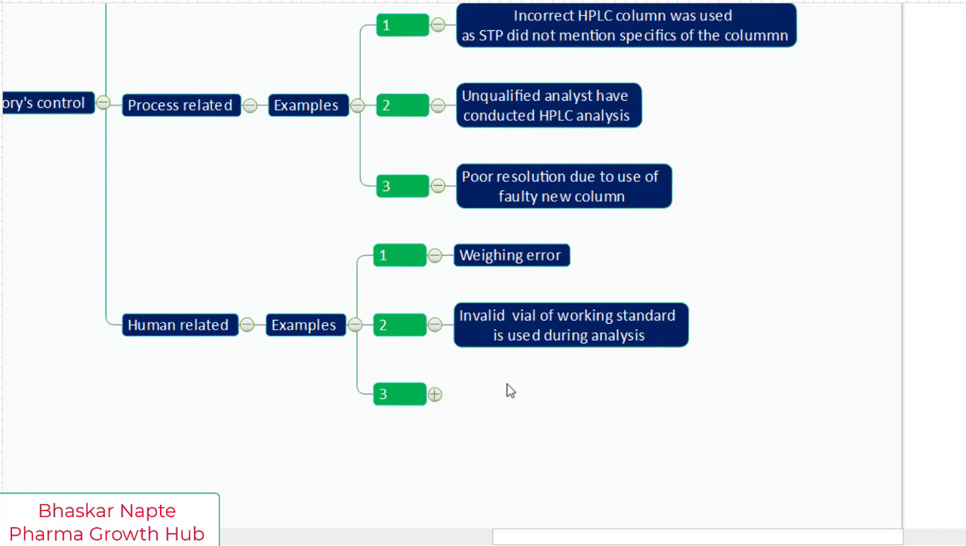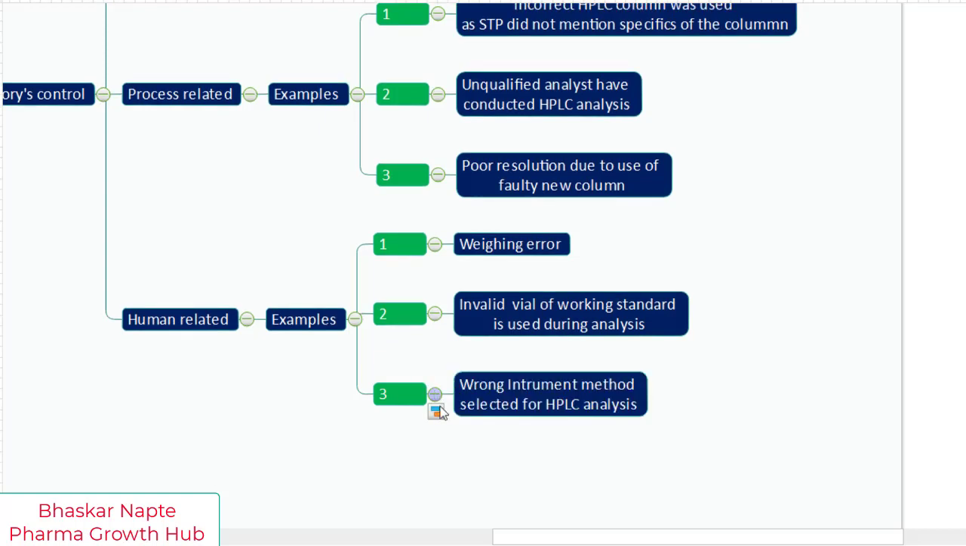But the analyst inadvertently forgot to issue the new vial, and he used the working standard vial issued yesterday. So what is the impact of using a working standard vial that is more than 24 hours old? Understand the impact and devise the appropriate correction and CAPA.